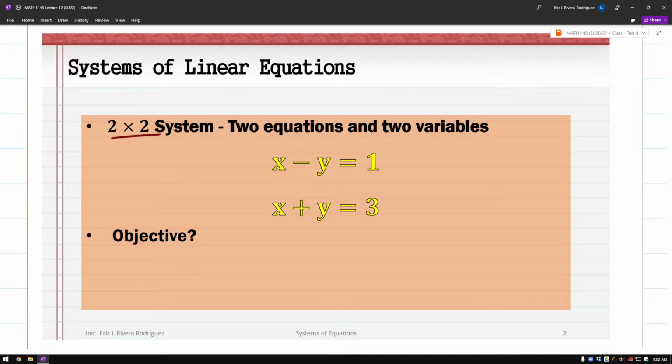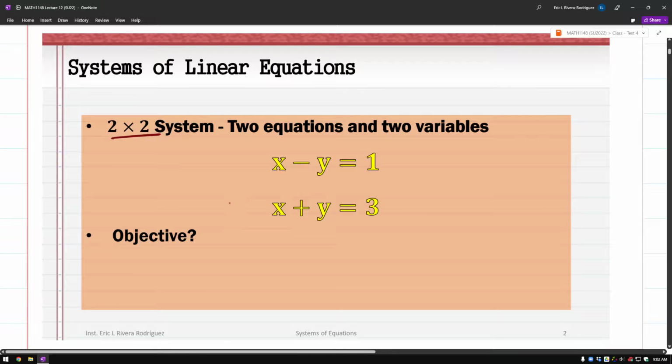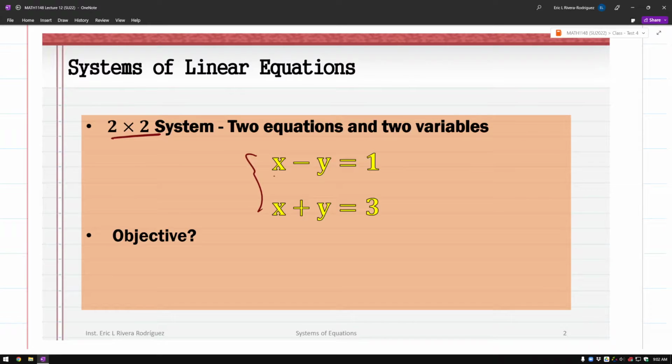Okay, a 2x2 system. What does that mean? It means that we have two equations. In our class, we are going to focus on systems with just linear equations. What do they have in common? They have the same two variables. So this is a 2x2 system because they share x and y variables.